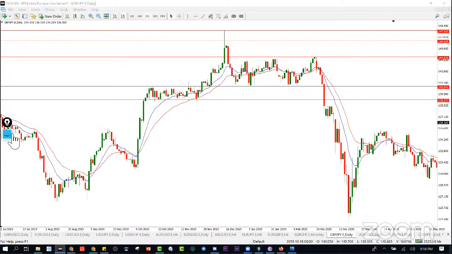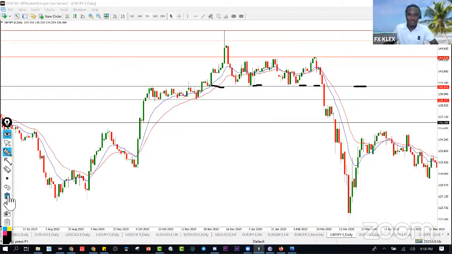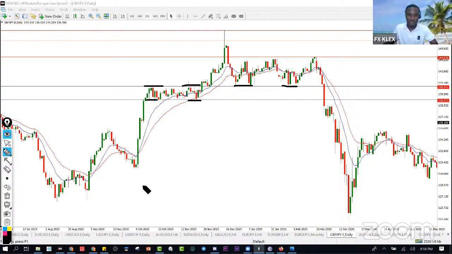So what I'm doing right now is trying to connect a series of swing lows and swing highs. The idea here is that I have the market moving in an upward rally, a downward rally, an upward rally, a downward rally, and so on. Right here is a resistance, a resistance, a resistance.